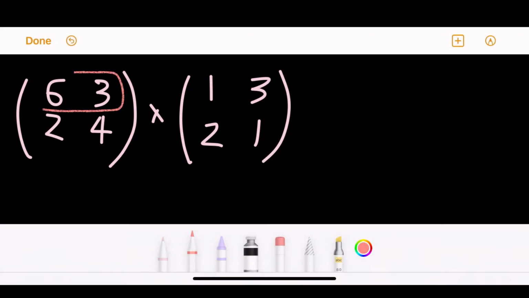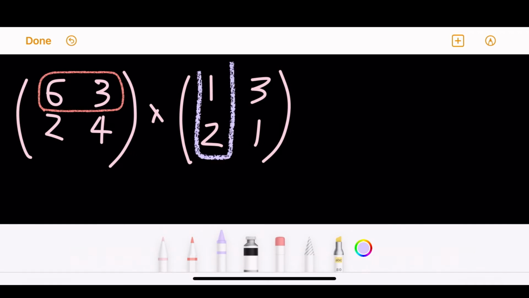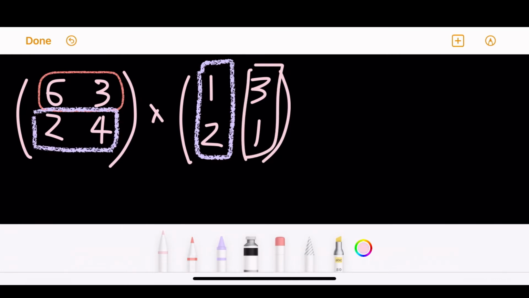I will multiply this by this, and then this by this. So first of all, I do 6, 3 by 1, 2, right? So the upper row by the inner column.